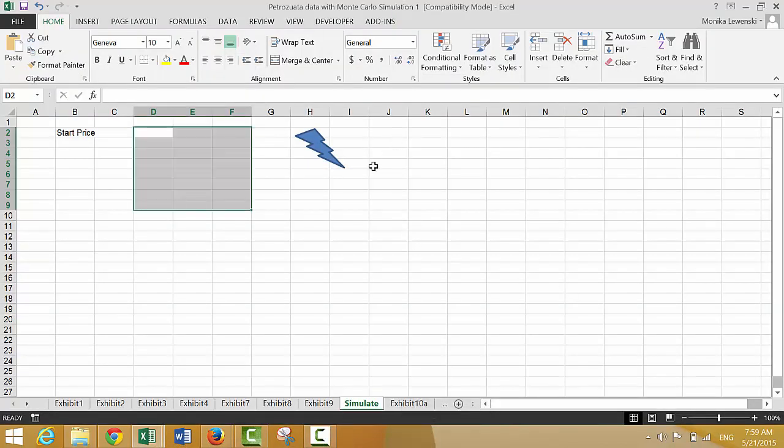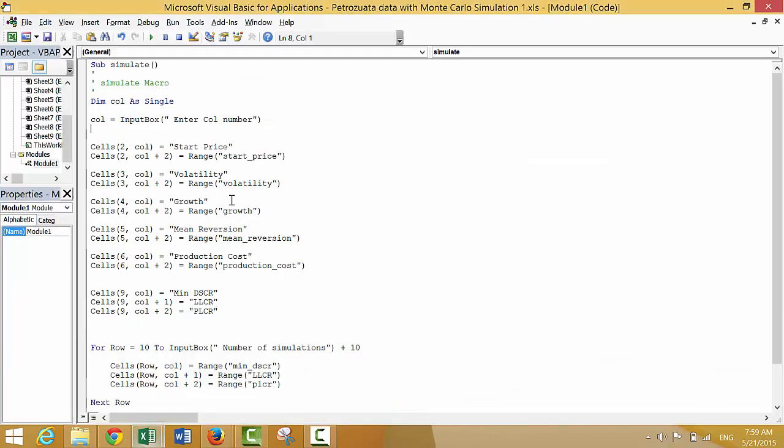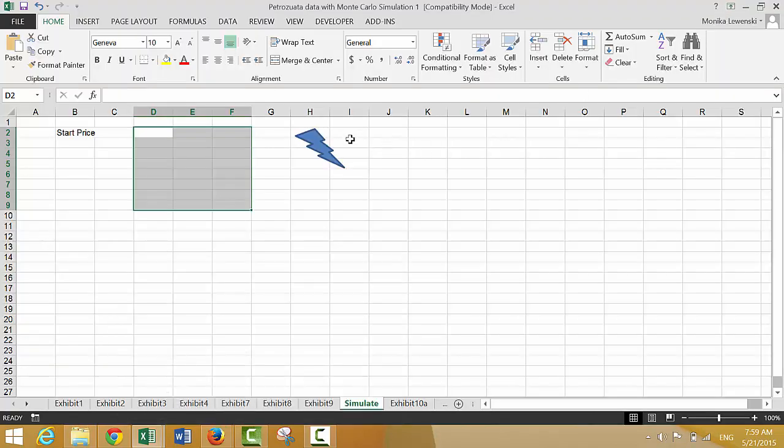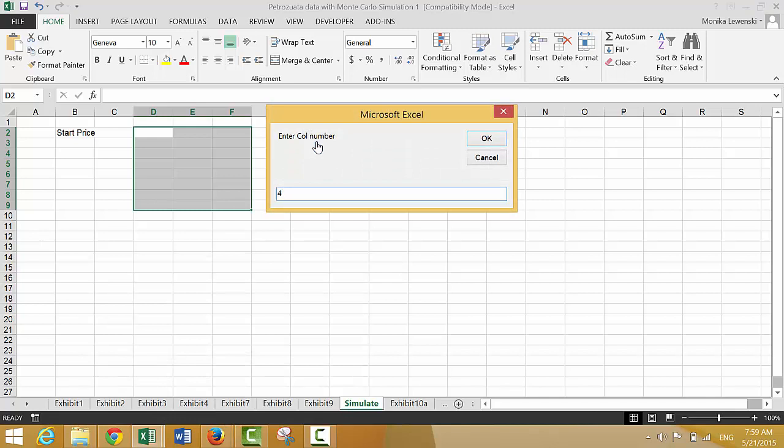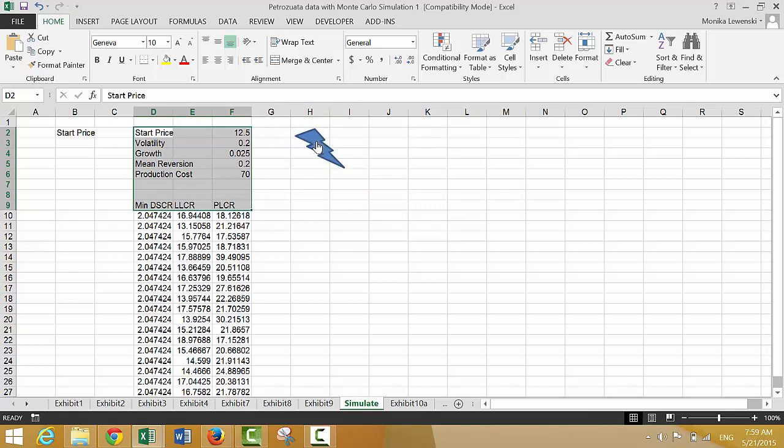Okay, now this is the kind of stuff that's frustrating. It took me a second to get this. I didn't know this. You had to dimension column as a single. Didn't know that column was supposed to be that. Okay, so once I dimensioned that as a single, then let's run this. And let's say we put it in column 4, then it puts all those things in. Well, let's say we run 1,000 scenarios. That's what's in that silly teaching note. And then we get all of our things.